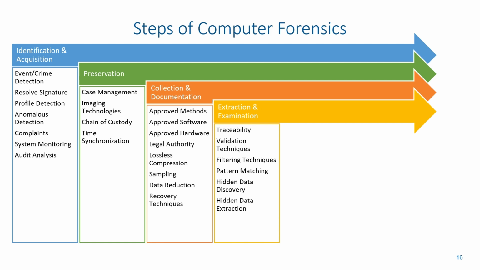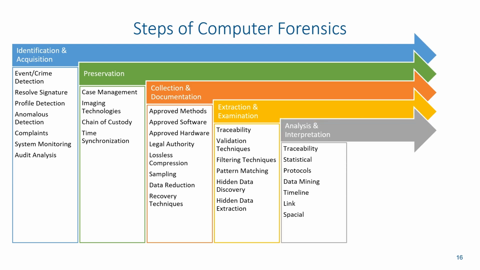Once we've got the data, we go through the extraction and examination process where we're going to look at traceability, and we're going to follow certain validation and filtering techniques. We'll look at patterns to see if there's anything that we are able to discover in the actual data. We'll use steg analysis to look into hidden data and discover that, as well as extract the data that's inside these hidden files, etc. After that, we'll conduct our analysis and interpretation.